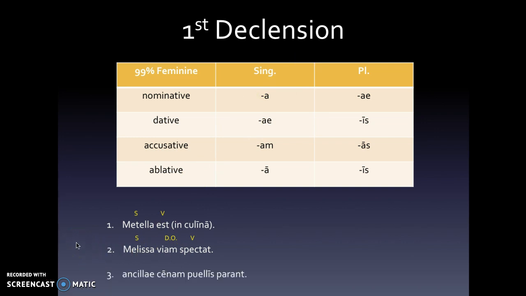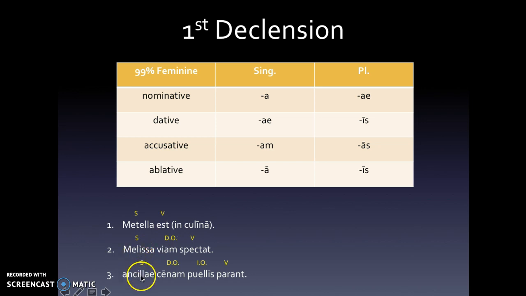Ancillae cenam puellis parant. So we've got three different nouns here. Ancillae would be the nominative plural, so the slave girls prepared dinner for the boys. Right here, for the girls, it ends in is, therefore it's our indirect object. As you can see over here, is can also be ablative plural, but there's no preposition in front of it. So we know it's not part of a prep phrase, therefore it's our dative.